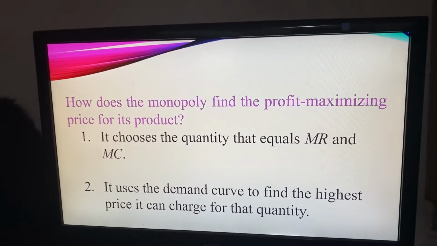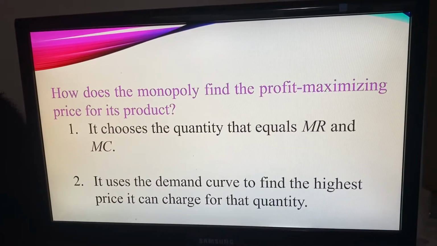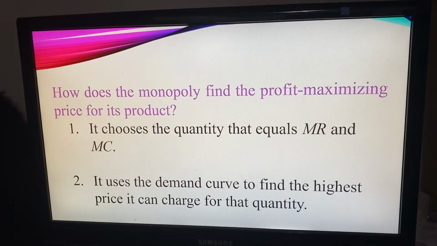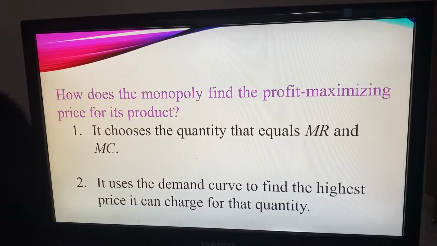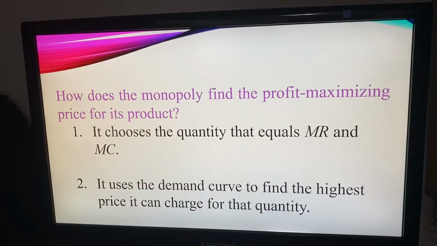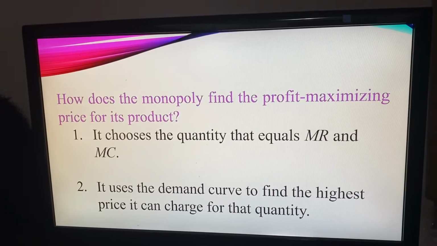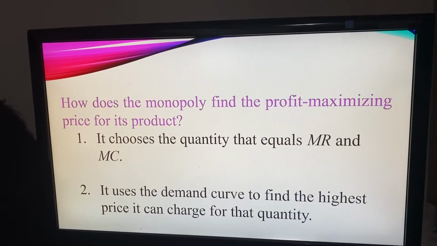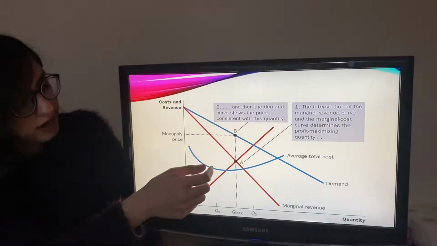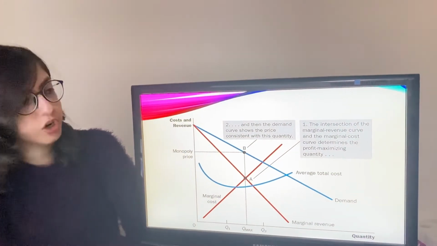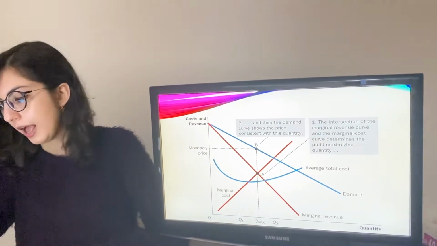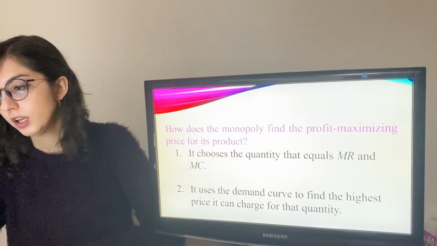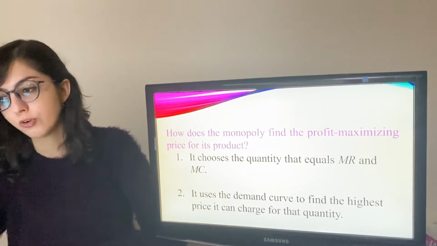Here we have a question. How does the monopoly find the profit maximizing price for its product? It chooses the quantity where marginal revenue equals marginal cost. It uses the demand curve to find the highest price it can charge for that quantity. As we already saw in the graph, point A and point B show us the marginal cost and marginal revenue, and also the demand curve to find the highest price it can charge for that quantity.